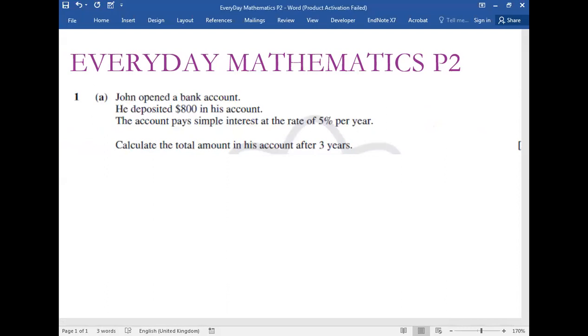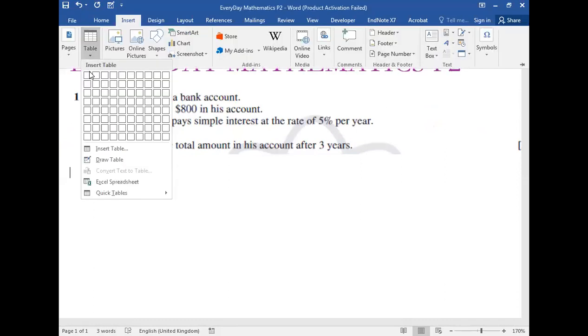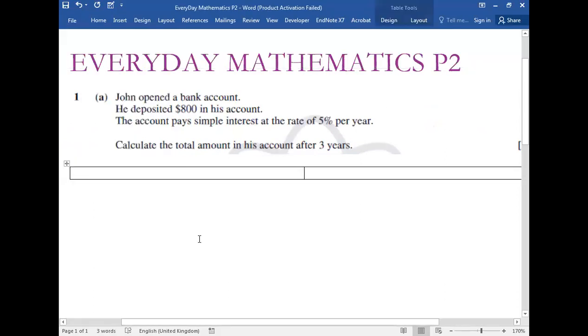John opened a bank account. He deposited $800 in his account. The account pays simple interest at the rate of 5% per year. Calculate the total amount after 3 years. Please make sure you write everything down before using your calculator.